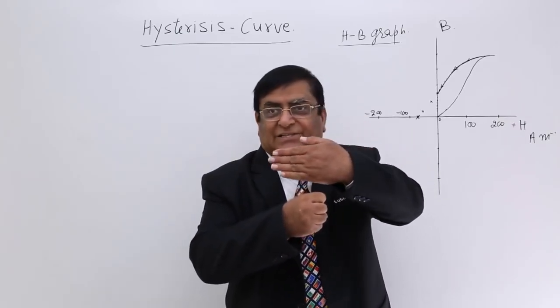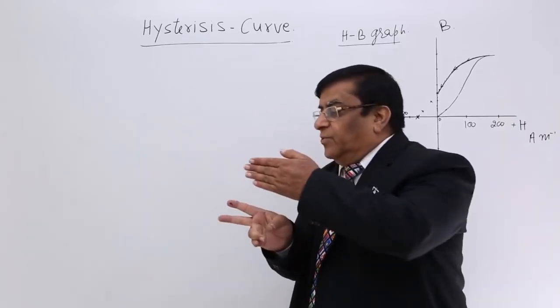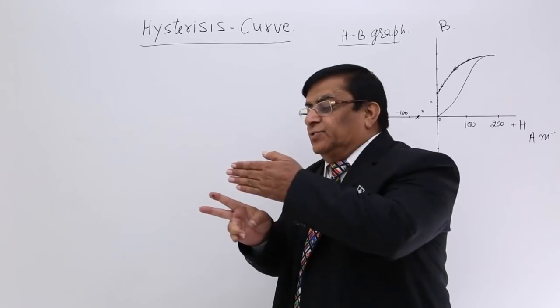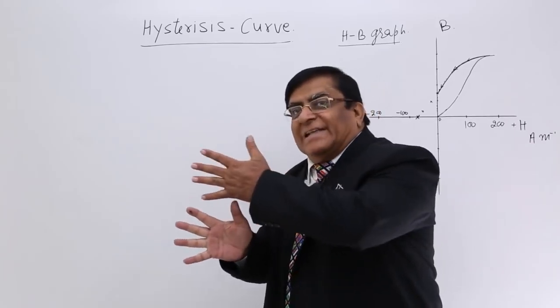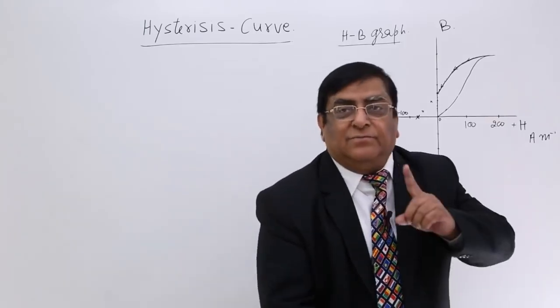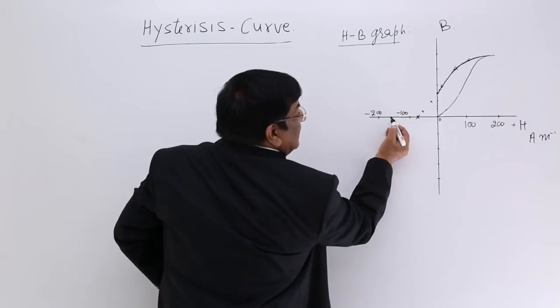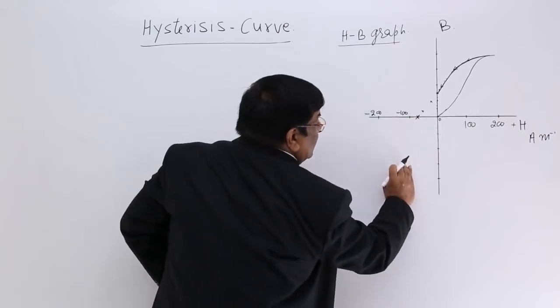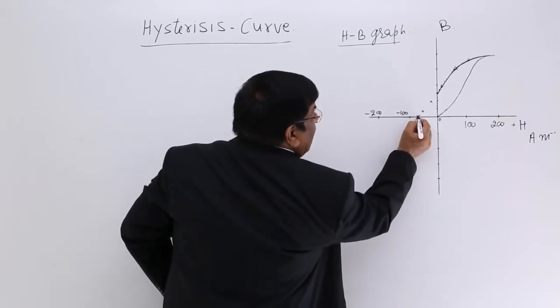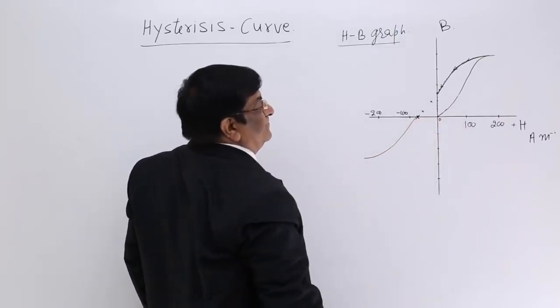Now we increase H in this direction. Now these domains rotate and go in this direction. 2, 4, 6. H is increasing. This is also increasing. Both in negative side. H is increasing in negative side, B also increases in negative side. And we get a graph like this.